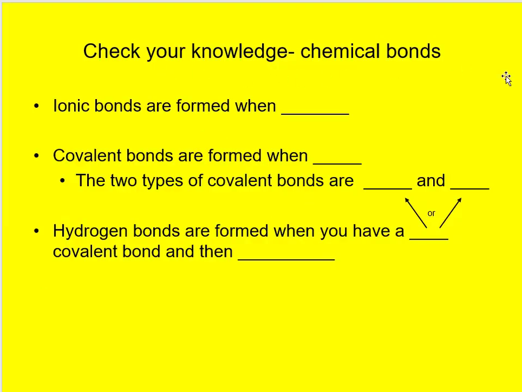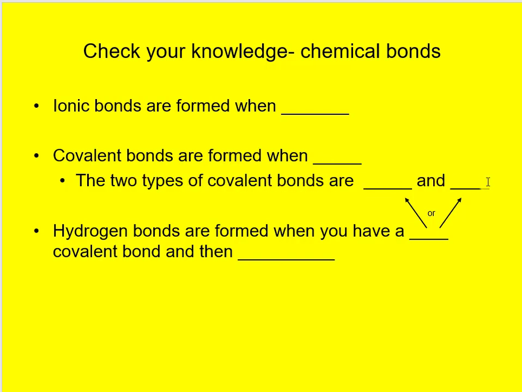So check your knowledge. You should probably freeze the video and try to answer these questions. Ionic bonds are formed when one atom donates an electron, therefore becoming a positively charged cation, and another atom receives an electron, therefore becoming a negatively charged anion. Now, the cation and anion hook up together because they have opposite charges. That's an ionic bond.